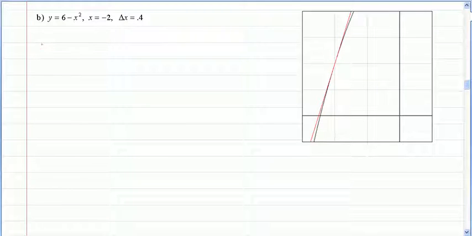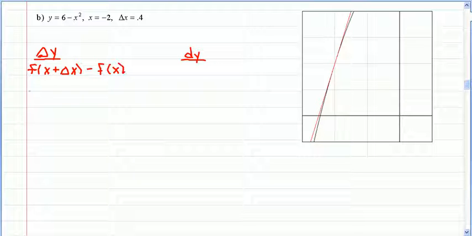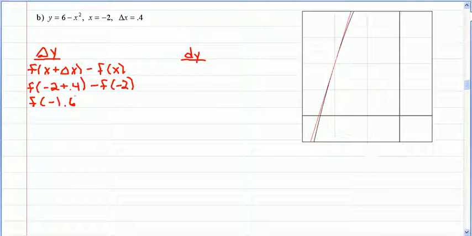For part B, the directions are the same. We want to find delta y and then dy. So delta y, we take f of x plus delta x minus f of x. So we have f of negative 2 plus 0.4 minus f of negative 2, and negative 2 plus 0.4 is negative 1.6.